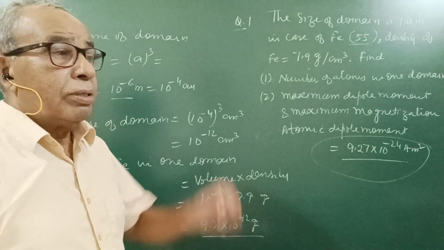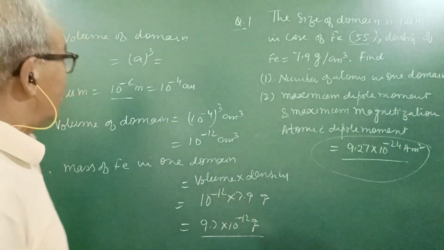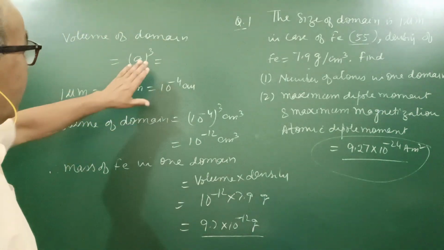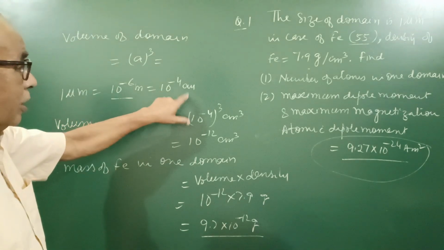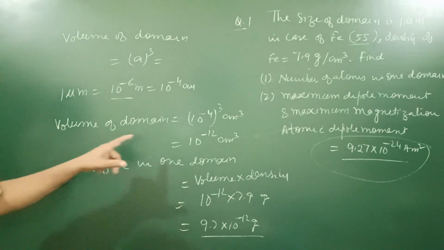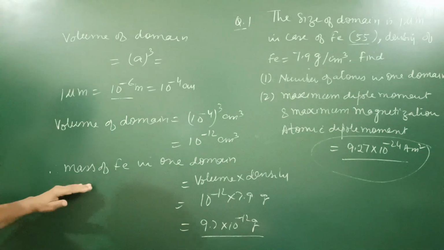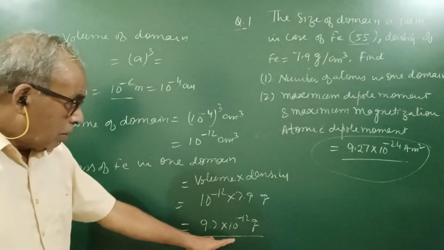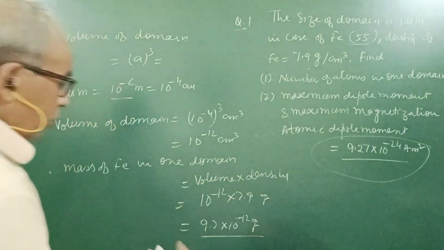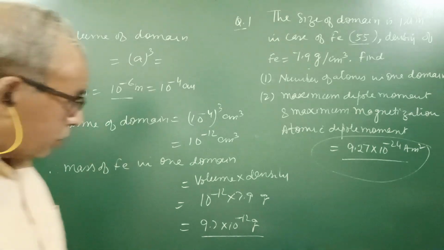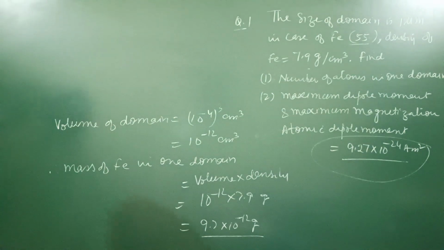So the number of atoms will be determined using the Avogadro hypothesis. The volume of the domain is a cube, with size 1 micrometer, that is 10 to the power minus 6 meter, or 10 to the power minus 4 centimeter. Volume of domain is (10 to the power minus 4) cubed, that is 10 to the power minus 12 centimeter cube. So the mass of Fe in one domain is volume into density, which comes to 7.9 times 10 to the power minus 12 gram.